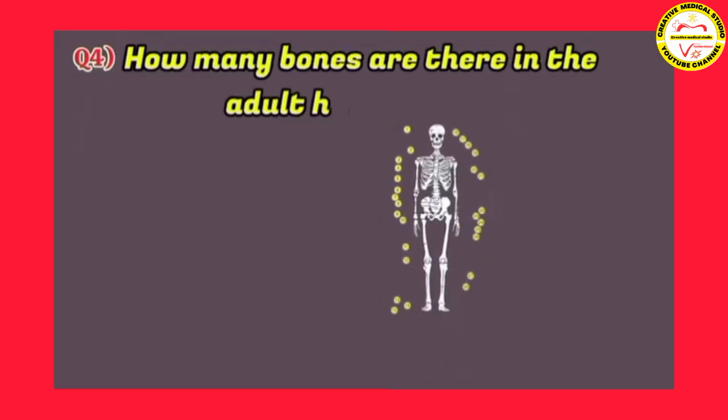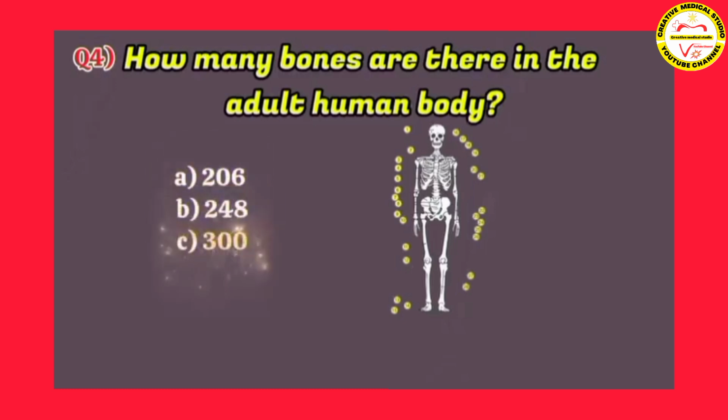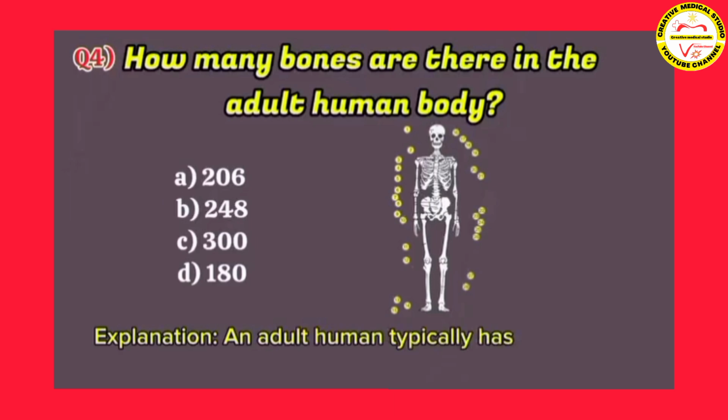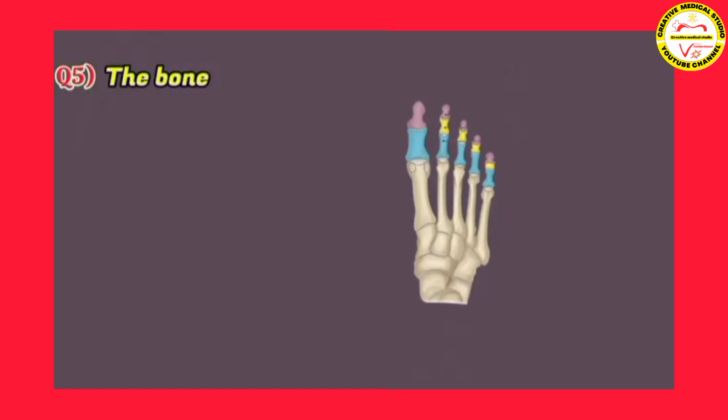How many bones are there in the adult human body? Option A, B, C and D. Correct answer is A, 206 bones in the human body. Explanation. An adult human typically has 206 bones in their body.